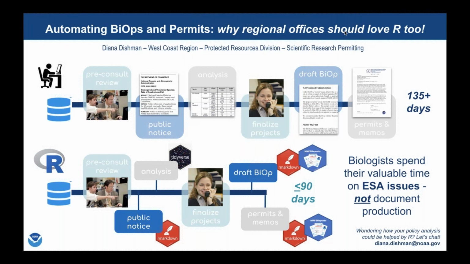So our biologists are able to focus their limited time on the consultation aspects that have the most impact on our recovery goals. As a benefit, our researchers also get their permits turned around on shorter time frames, typically 90 days or less. Our products are more consistent and we can scale up to analyze many more projects at a time than we ever could before. So if you have a policy process where the way you receive information is standardized, you always analyze input data the same way, or you consistently produce documents in a similar way, your policy work could benefit from using R as well.